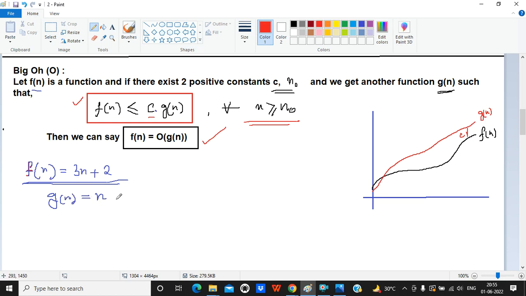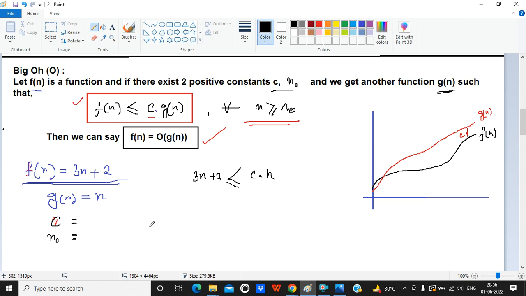Now what will be the value? We can take anything greater than n0. What will be your c and what will be your g(n), to satisfy this condition, so that 3n plus 2 will be less than or equal to c into g(n)? We are taking g(n) as n. So what will be the value of c and n0? Can you tell me?